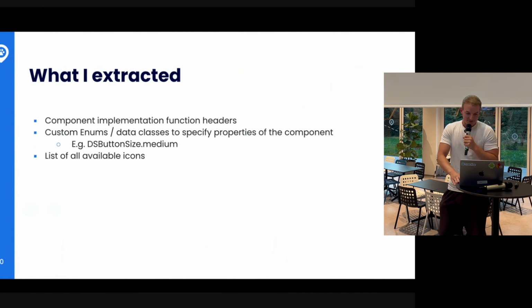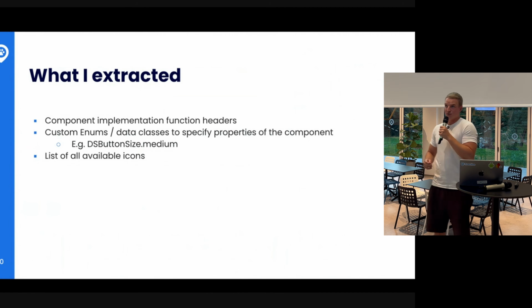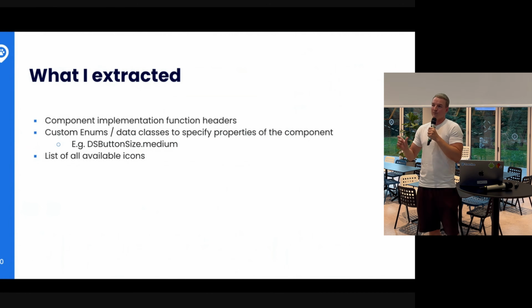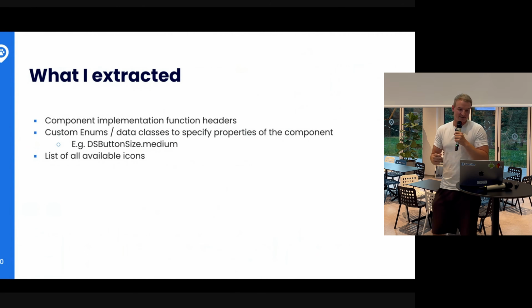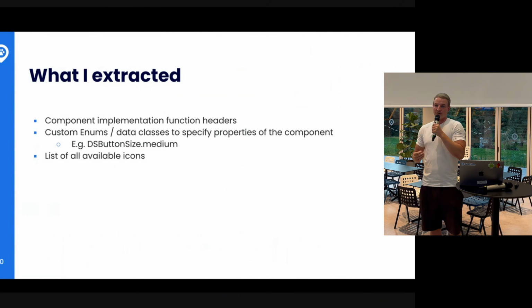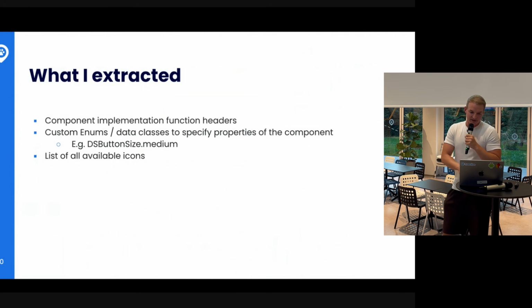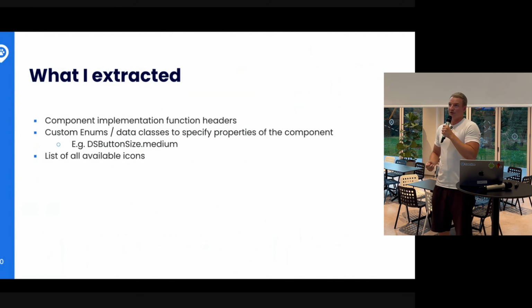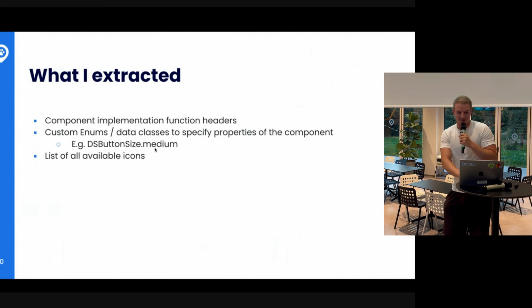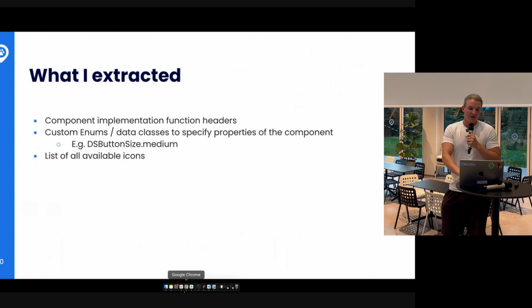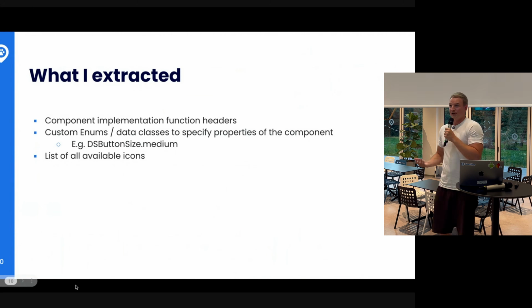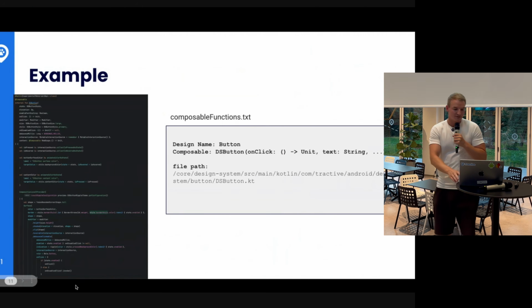What I exactly extracted was, on Compose, you have functions for each component. So I thought it would be wise to extract the function headers, just so that the AI knows what properties are available. And furthermore, custom enums and data classes that are used by the component. For example, for button size, we have DS button size, medium, large, etc. And also a list of all available icons or illustrations.